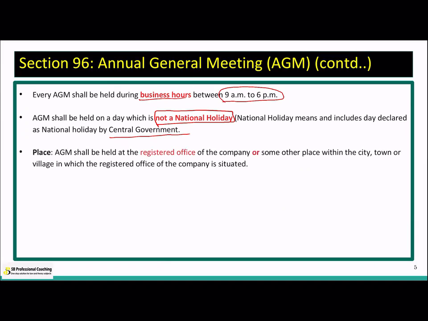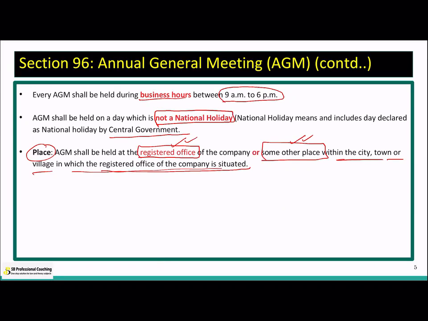Second point, AGM shall be held only at the registered office of the company or some other place within the same city, town, village in which the registered office is situated. So the place where the AGM can be held is the registered office, or any other place where the registered office of the company is situated.